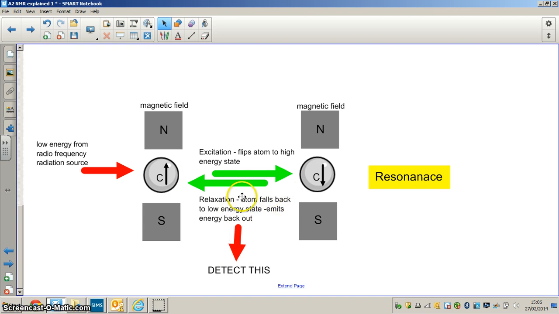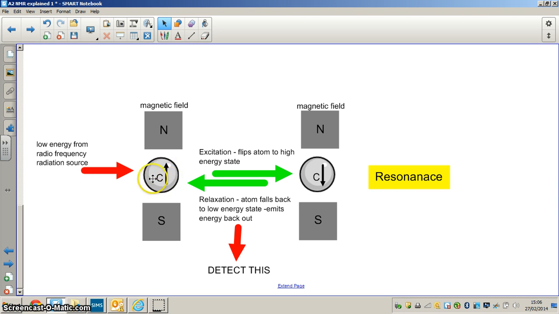And the energy is given out, and we can detect this. So if we keep giving these atoms the same frequency of radiation, what happens is we have a continual state of excitation and relaxation. And this continual excitation and relaxation we refer to as resonance. So the magnetic state of these atoms is resonating between high and low energy states. And that's nuclear magnetic resonance in a nutshell.